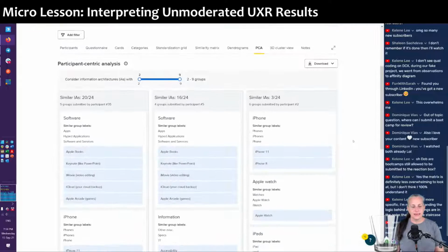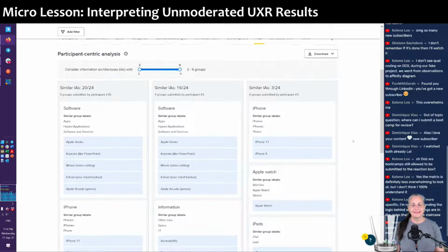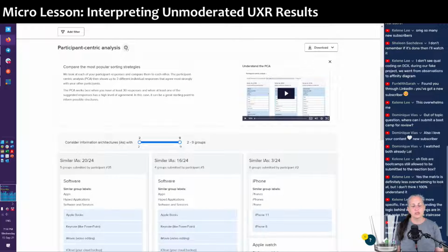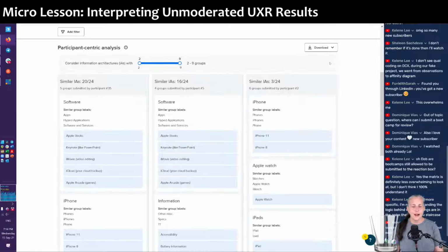If I remember correctly, this is one that I glance at but don't necessarily use a lot. And the idea here is, once again, we can hit the question mark and have Optimal Workshop explain it. We look at your participant responses, we compare them to each other. We try to look at 3 different responses that agree strongly, and this works best when you have 30. So again, this is Optimal Workshop trying to crunch your stuff and say, you know what?